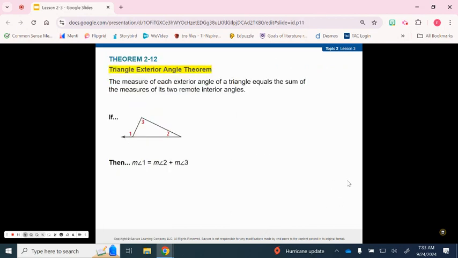This is another one that's in your foldable, the triangle exterior angle theorem. Just double checking, because remember I made that and there was already one error, a small one, but still. The measure of each exterior angle of a triangle equals the sum of the measures of its two remote interior angles. These two are the remote interior angles, 3 and 2. You add those up, they equal 1. Okay?